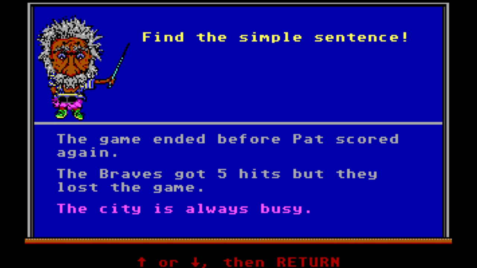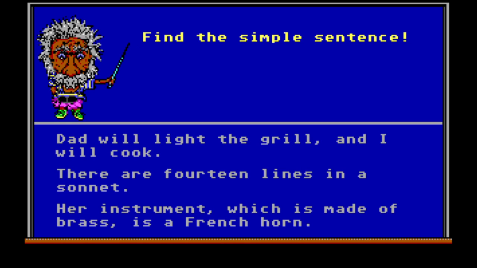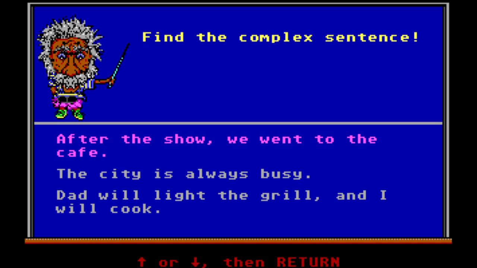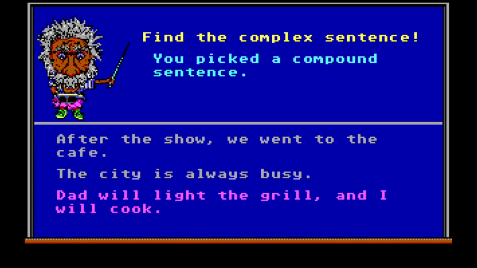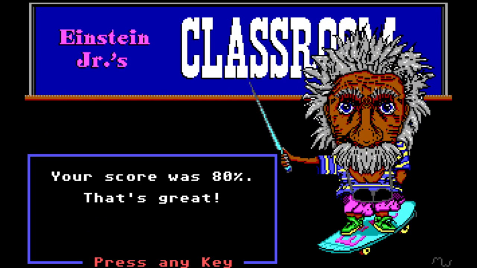City is always busy. We going by plane or bus? There are 14 lines in a sonnet. And oh, complex, not compound. I never was good at reading directions.